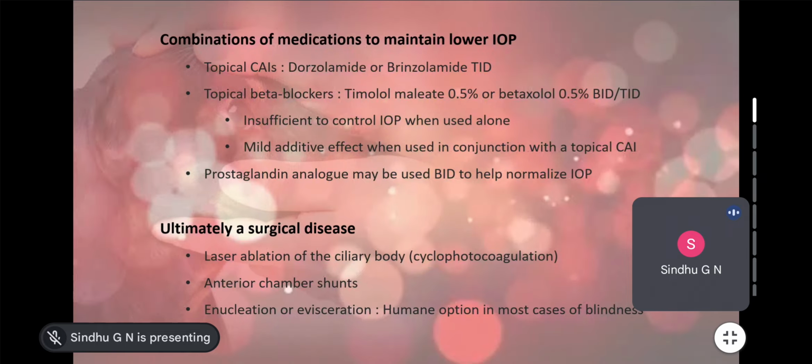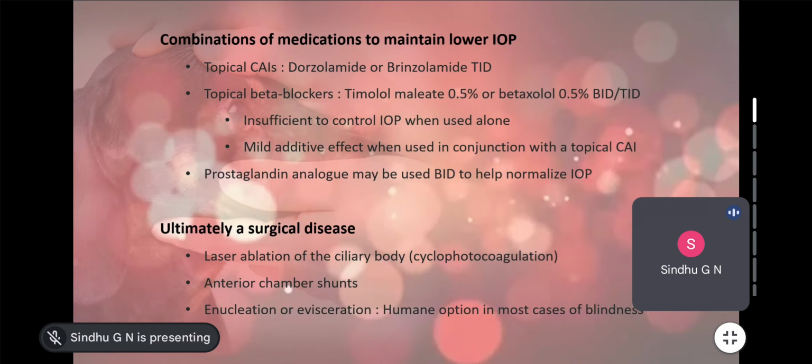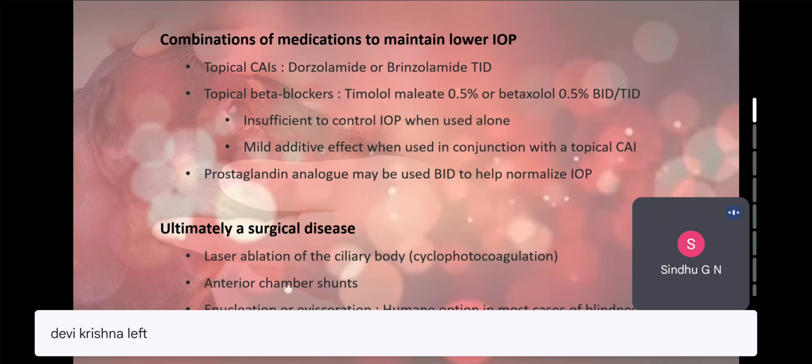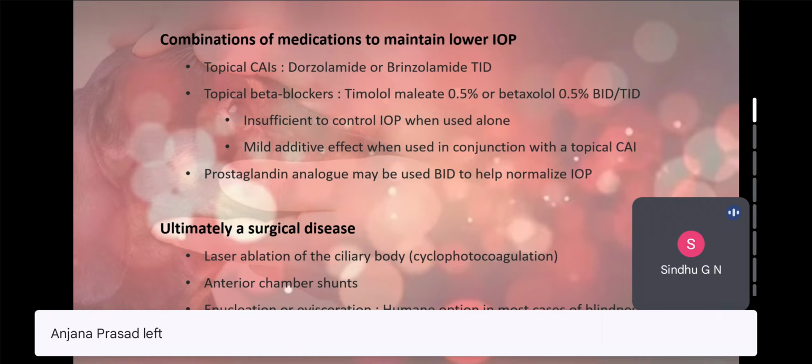And glaucoma is ultimately a surgical disease and it needs laser ablation of the ciliary body, which produces the aqueous humor. So if we ablate or destroy the ciliary body, aqueous production will reduce, and that's how we can manage glaucoma. Or anterior chamber shunts are there for the drainage of aqueous fluid outward.